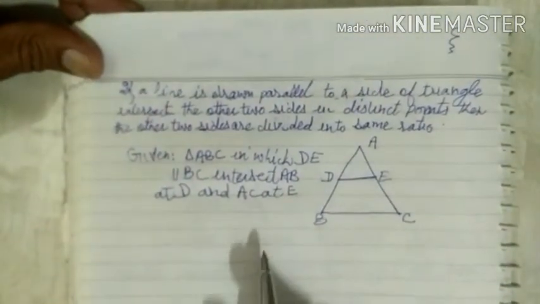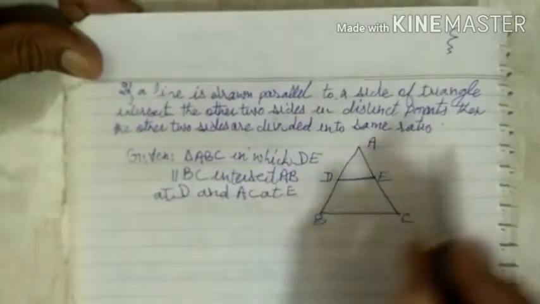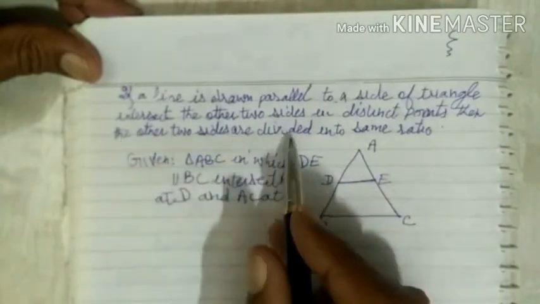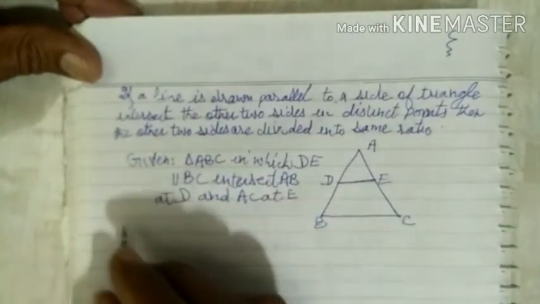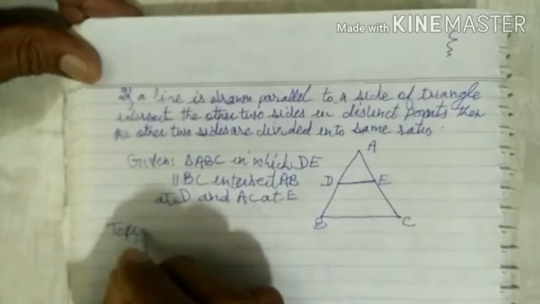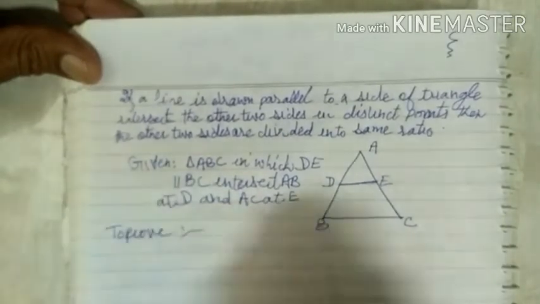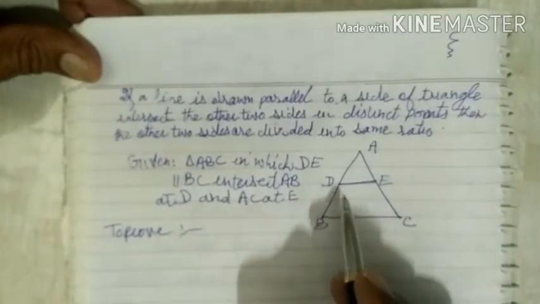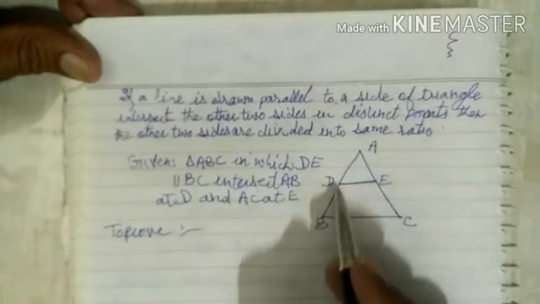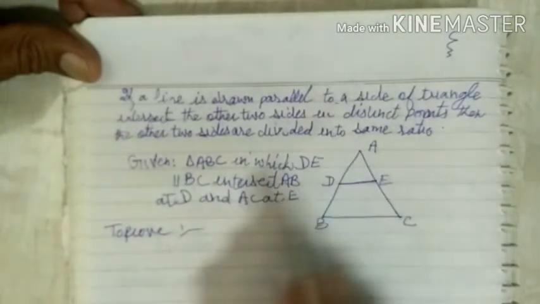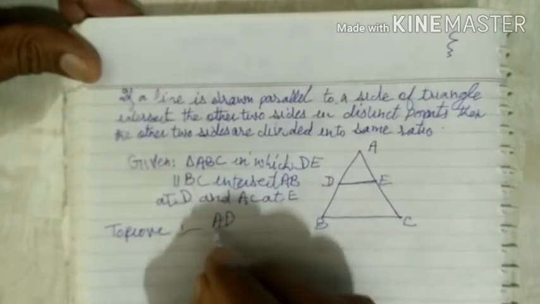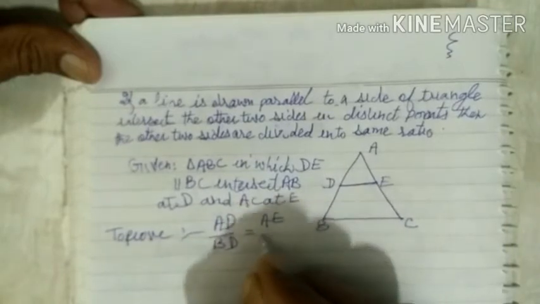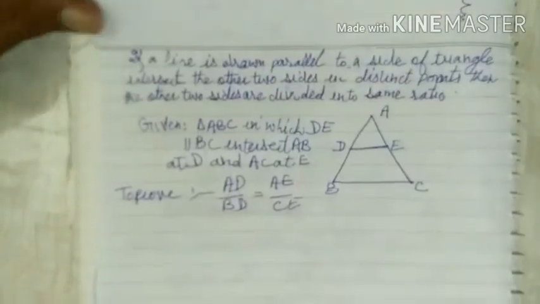What is to prove? To prove is also given in this statement. After that, there is to prove the other two sides are divided into same ratio. The other two sides are AB and AC, which intersect, where DE intersects AB at D and AC at E. So therefore, we can say to prove the ratio of AD upon BD is equal to AE upon CE.